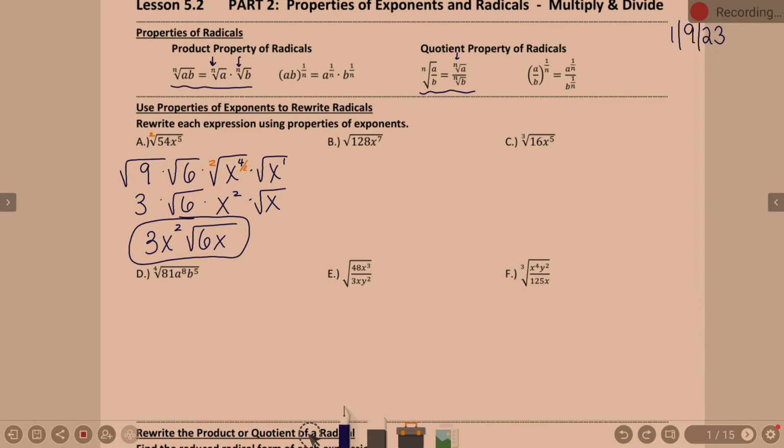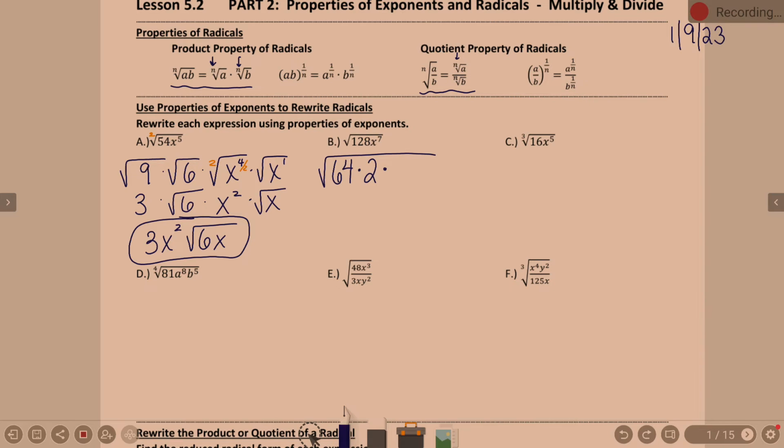Okay, so 128. We decided the biggest perfect square was 64, and it's 64 times 2. I'm just writing it under one radical this time. Now, x to the 7th. Is x to the 7th a perfect square? No, it's not. I did 4 as square root x4, then a square root x3.